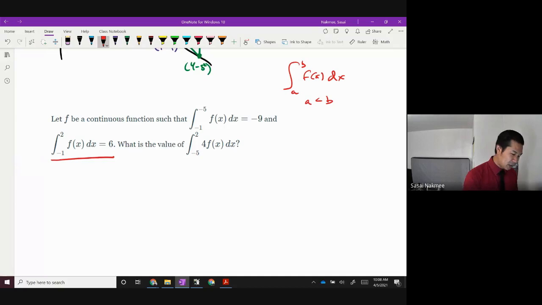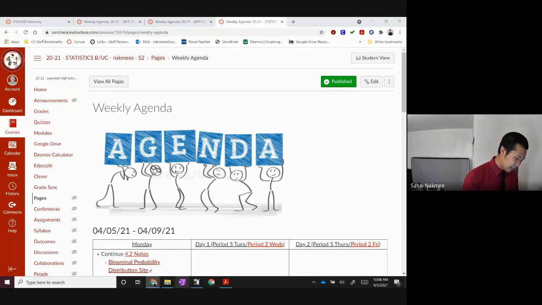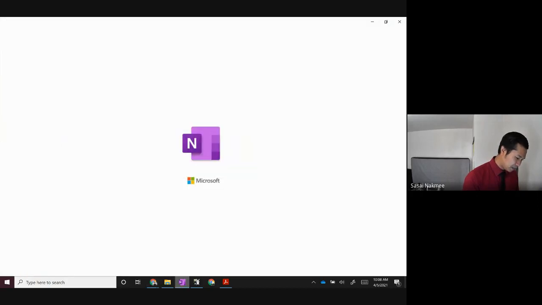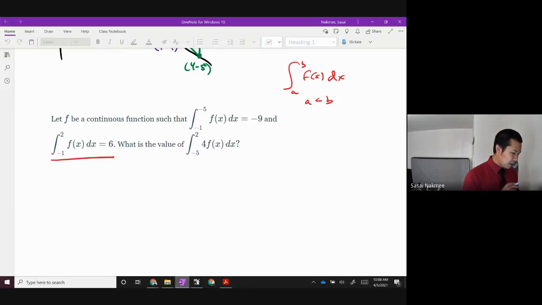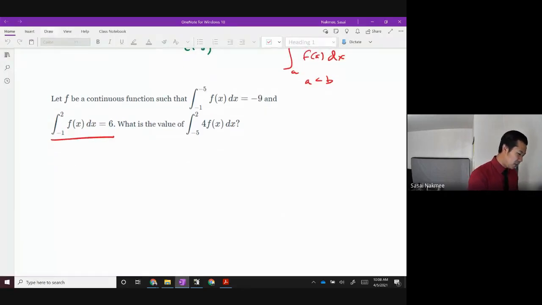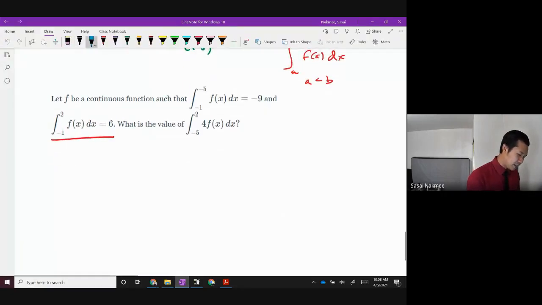What I don't like is this one. I don't like this setup. Let me close this. My OneNote lags whenever I copy and paste. So give me a second here. I don't know if you see this right here, but this one I don't like. It's going from -1 to -5. Why don't I like that?